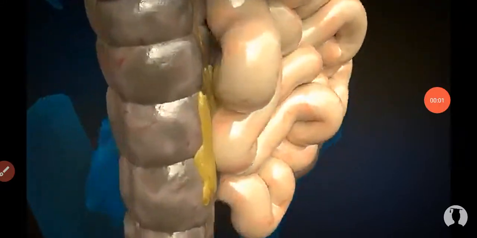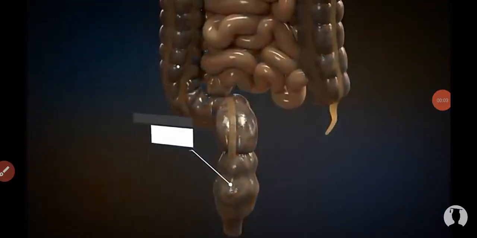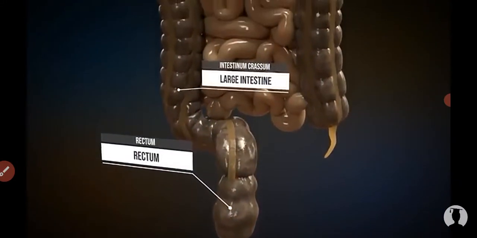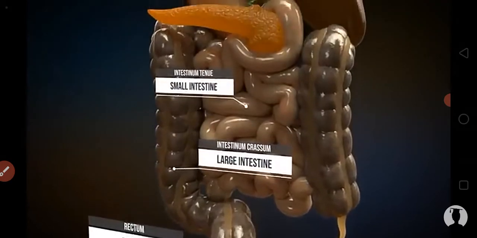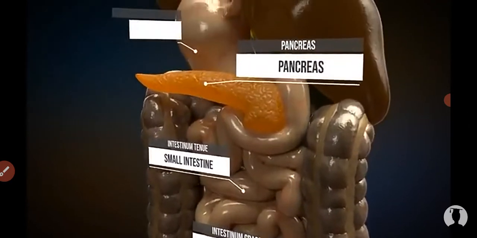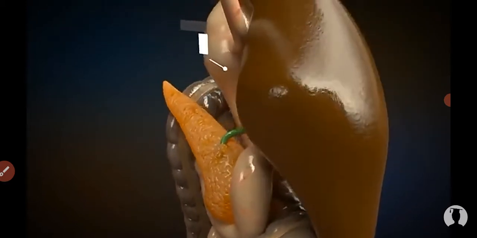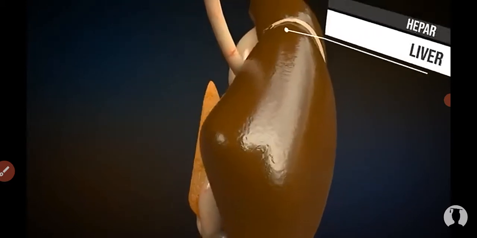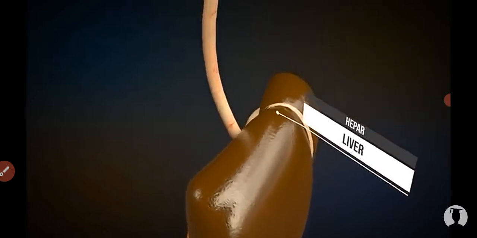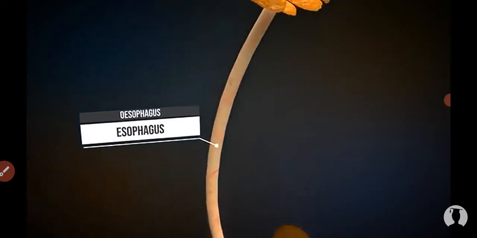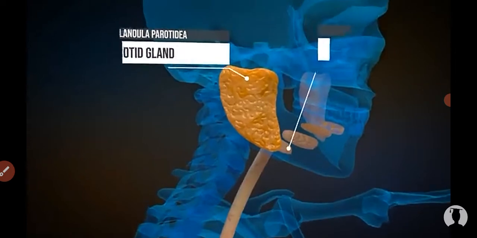has evolved over millions of years. It basically consists of the rectum, the intestine, the small intestine, the pancreas, the stomach, also called gaster and ventriculus, and the liver with the gallbladder. The esophagus is also part of this system, as well as various salivary glands near the mouth.